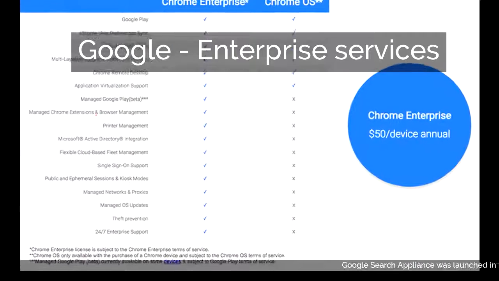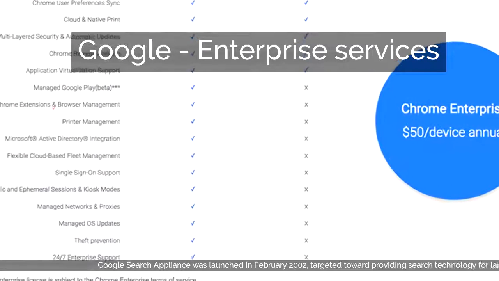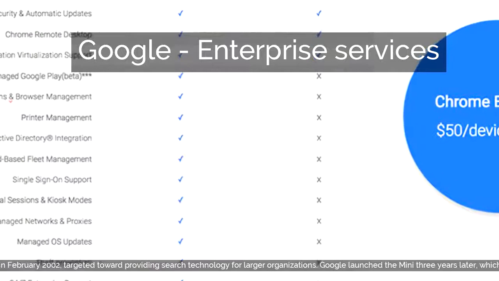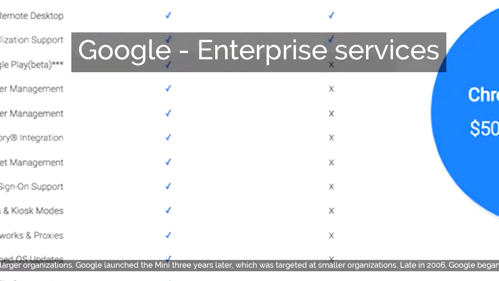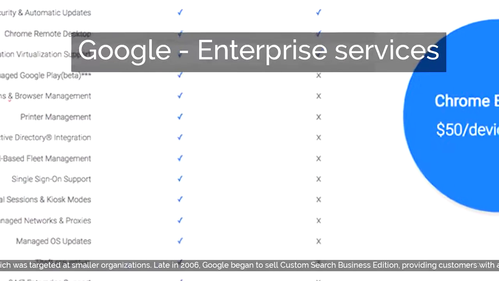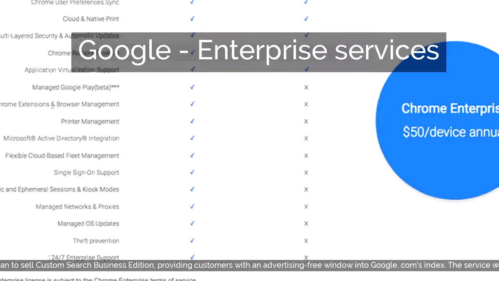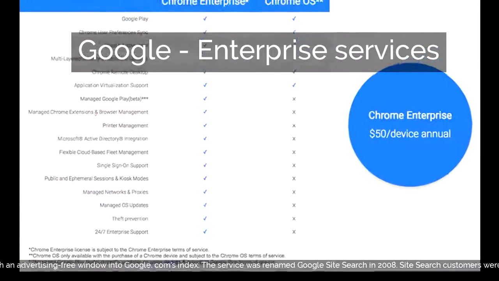Google Search Appliance was launched in February 2002, targeted toward providing search technology for larger organizations. Google launched the Mini 3 years later, which was targeted at smaller organizations. Late in 2006, Google began to sell Custom Search Business Edition, providing customers with an advertising-free window into Google. The service was renamed Google Site Search in 2008.